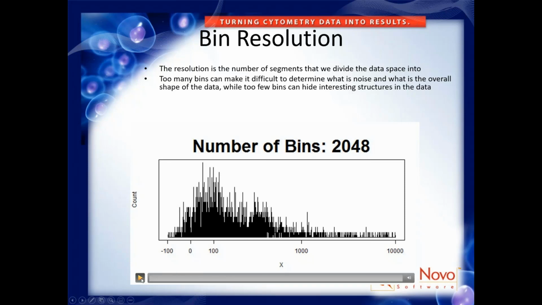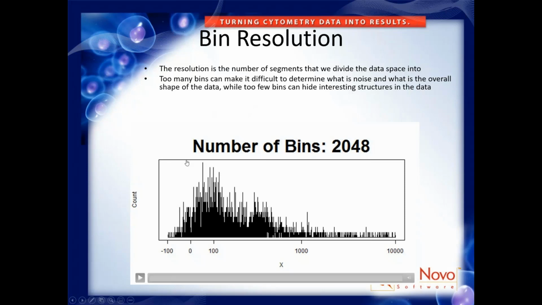Oh, the animation's not playing on my screen. I'm not sure why. So basically what the animation would show is that at this high resolution you can't see any structure to your data. As you lower the resolution, you see two very clear peaks. And then when you lower the resolution even further, the two peaks merge together and you only see one peak. So you need to match your resolution to the underlying data that you have.